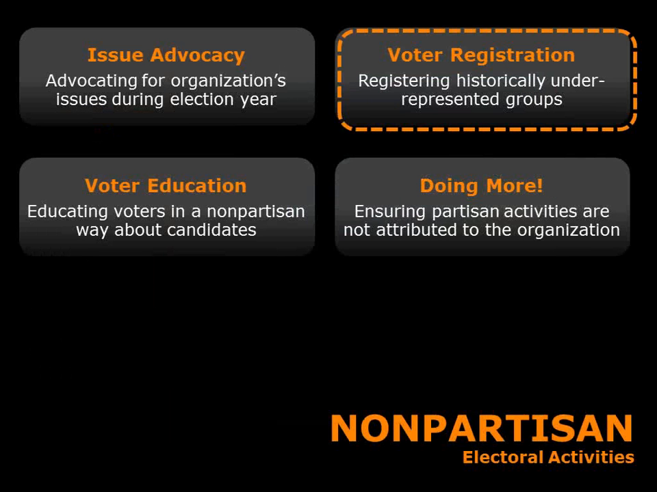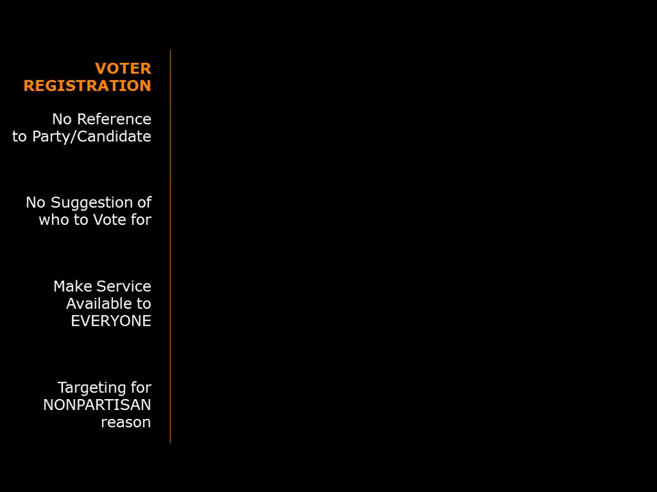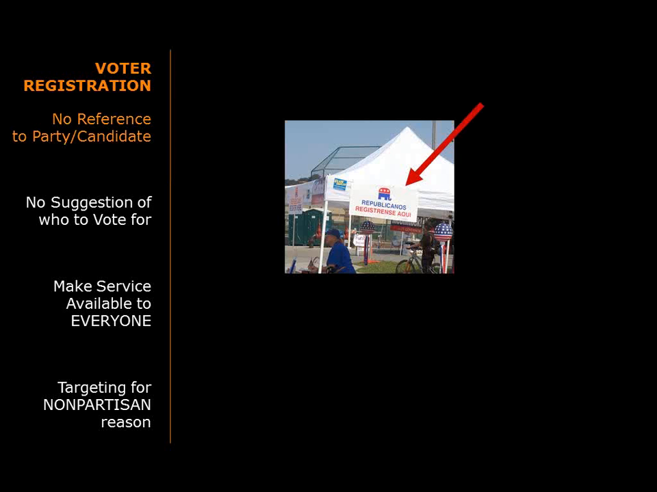So now we're getting to voter registration. We can register voters. A very important part of being a 501c3 public charity is reaching out to our constituents, encouraging people to participate in the democratic process, and encouraging civic engagement, which is what Native Vote is all about. So how do we do that? How do we engage in voter registration?